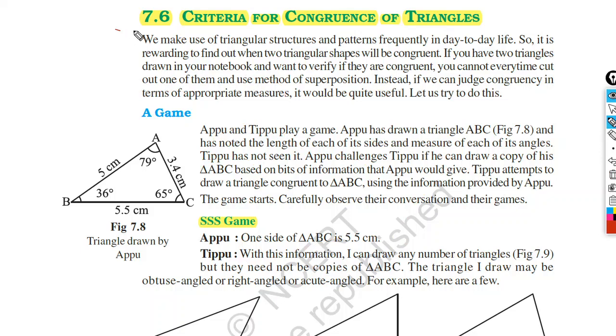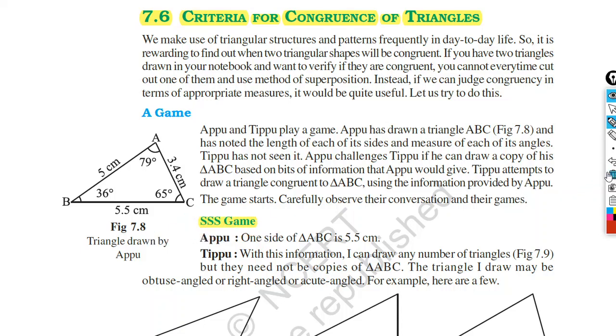Friends, welcome you all. So today we are going to discuss criteria for congruency of triangles. So there are different types of criteria. We will discuss one by one. Here we will start with the criteria of side. So what is SSS? SSS is the short form of side.